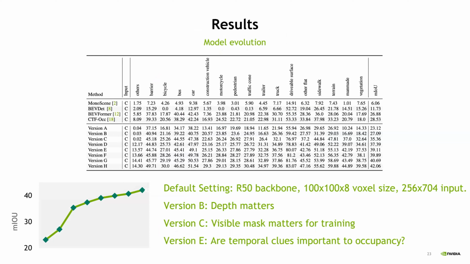We can see from the curve that several things matter. Depth matters, and the visible mask matters a lot for training. When you are training, don't use garbage information; only use information from the visible part. This also coincides with the philosophy of VoxFormer, which starts from the visible part. Temporal information also seems to help a lot here. So these are the other findings.